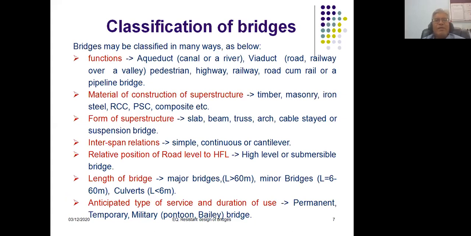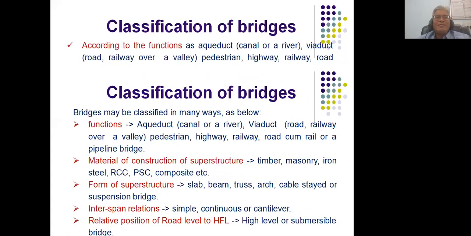There are various ways to classify bridges from different perspectives: as per the function, as per the material of construction of the superstructure, the form of the superstructure, interspan relationships, the relative position of the road level to the high flood level, length of the bridge, and anticipated type of service and the duration of the bridge. We will see pictures, as I think pictures will give you more clarity as far as all these things are concerned.